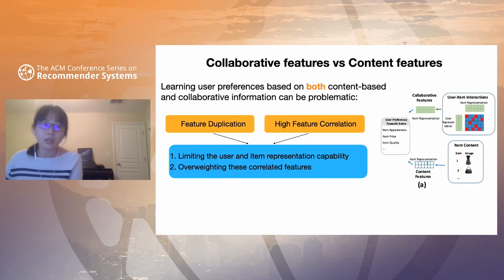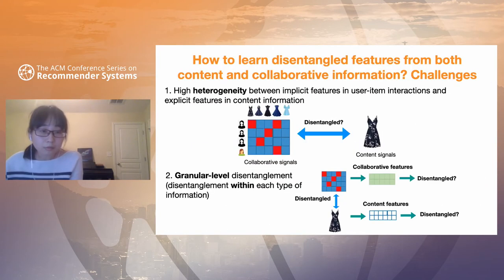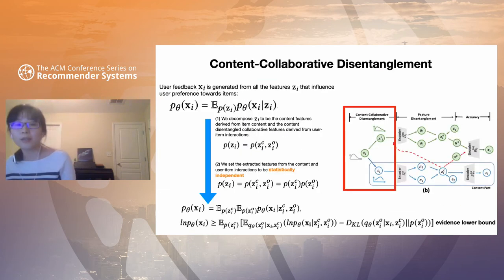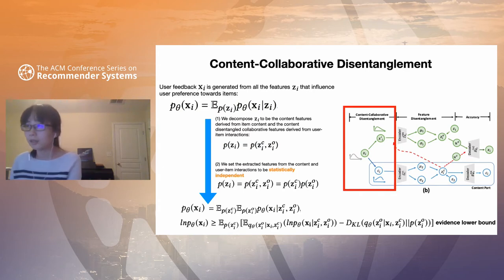So let me check. Here we deal with feature duplication and high feature correlation based on the marginal distribution, as shown here. For example, ZIC learns the features from the content information, and then we use the marginal distributions to represent their joint distribution, to ensure the learned ZIO is disentangled from the content features learned from the content information.